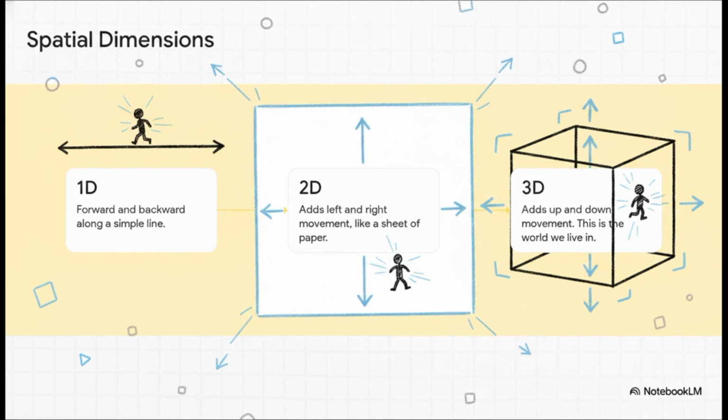And finally, that brings us to 3D. This is our world. By adding a third direction, we can now move left and right, forward and backward, and up and down. Just like that, we successfully built the world exactly as we experience it.